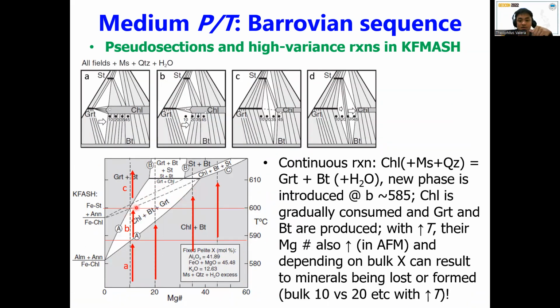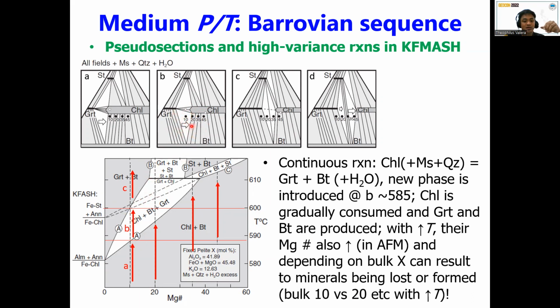Continuous reaction. So example number 1, if magnesium 10, for example, yung ating bato, so dito siya sa AFM diagram natin. If i-follow lang natin siya, roughly, as the temperature increases, you have basically initially chlorite plus biotite. Upon entering itong point na to, the chlorite starts to move away, mas magiging magnesium siya. And at the same time, it now enters yung chlorite biotite garnet na field. So ito yung part na yun.